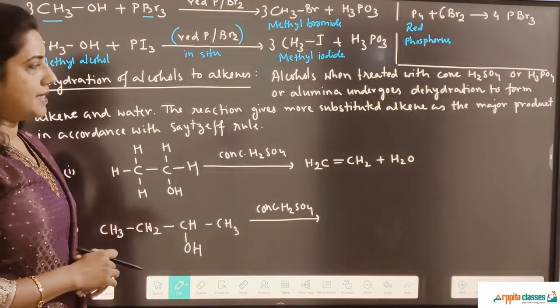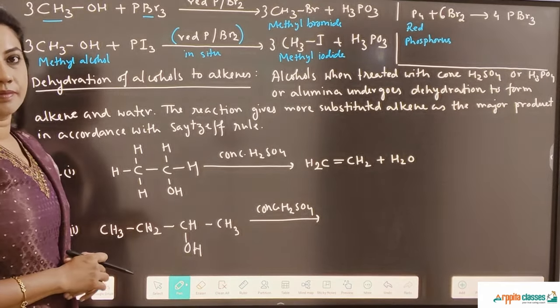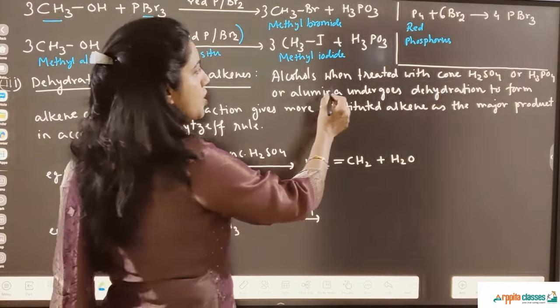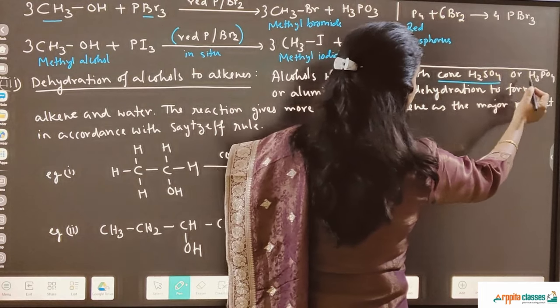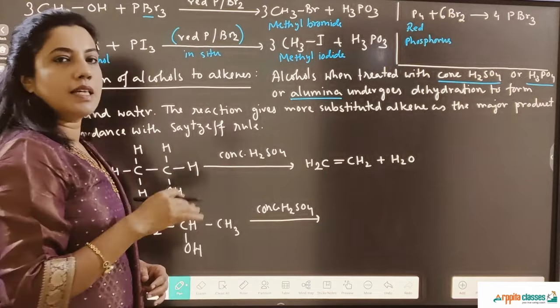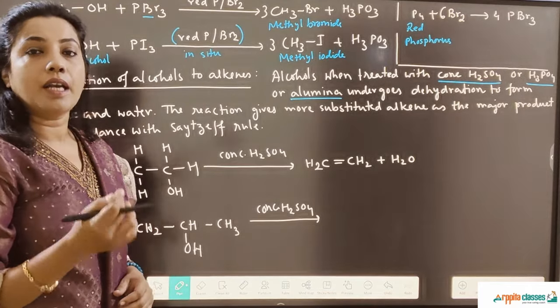Since we are using phosphorus trihalide, the byproduct is phosphorus acid. The reaction is dehydration of alcohols to alkenes. So here alcohols, when treated with concentrated H2SO4 or phosphoric acid or alumina, all these three reagents are dehydrating agents.